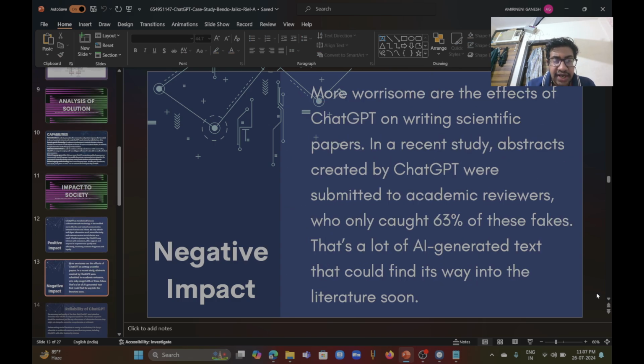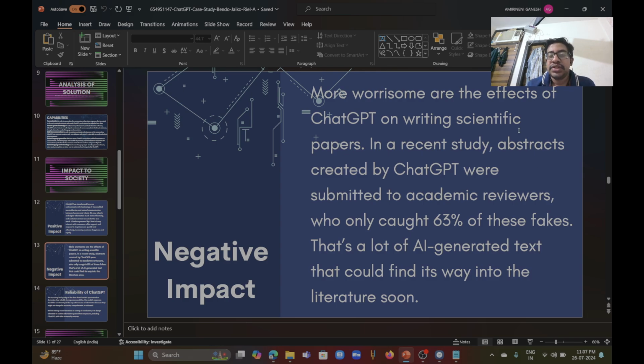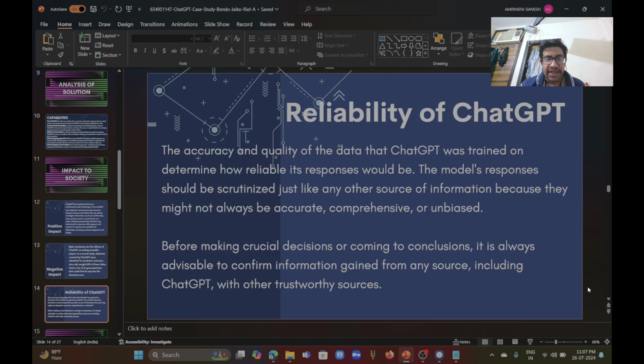And what is the negative impact? This is the negative impact. There is the effect of ChatGPT writing scientific papers. In a recent study, abstracts created by ChatGPT were checked by academic reviewers, who only caught 63% of the fakes. And there is a lot of AI-generated text that could become literature soon. These are the impacts of ChatGPT on society.